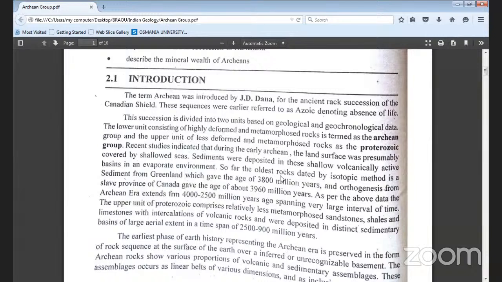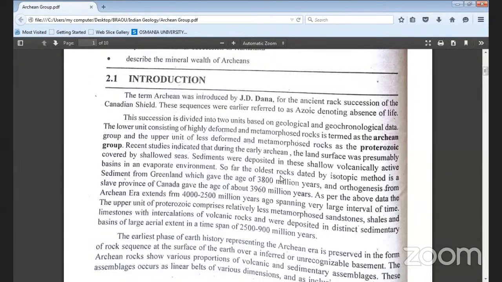And the lower unit consists of very highly deformed and metamorphosed rocks, and the term is called the Archean group. When compared with this one, the upper unit has less deformed and metamorphosed rock. It is called the Proterozoic group.